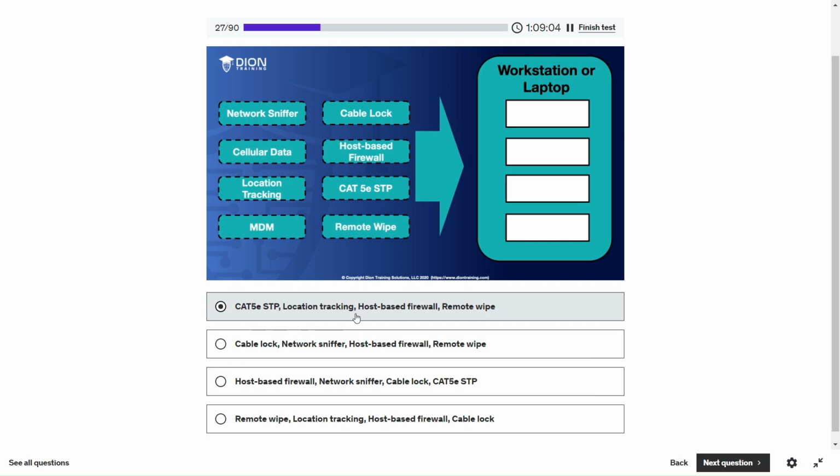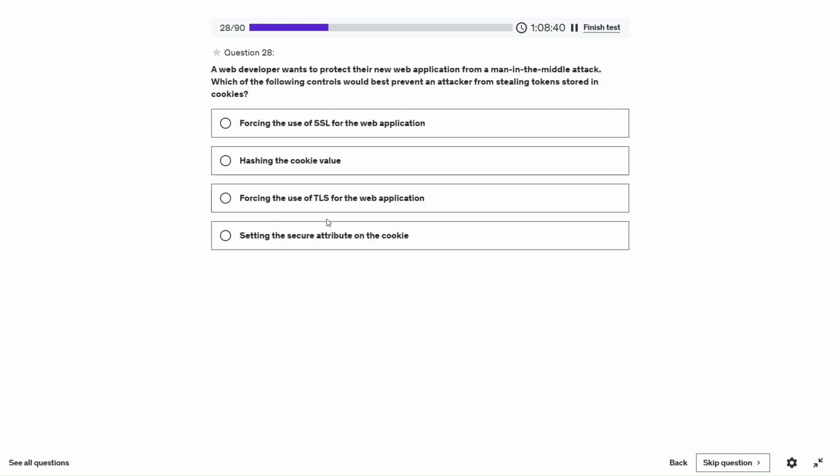Location tracking is not necessary because your workstation could not be moved from one place to another physically. Remote wipe will remove all your data and you will lose all of your access, which is not a good approach. So host based firewall, network sniffer, cable lock, and the Cat 5 STP.